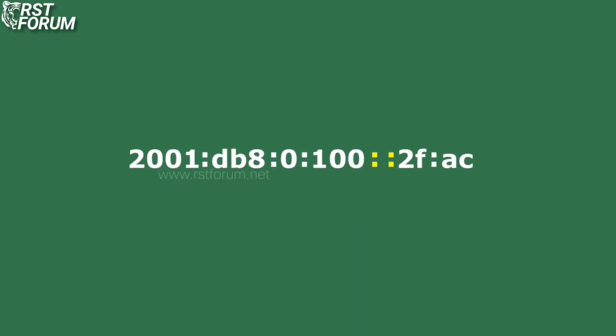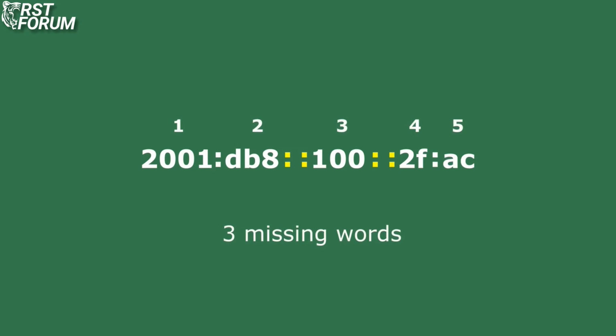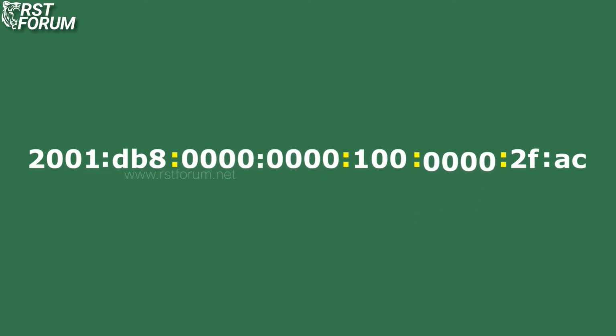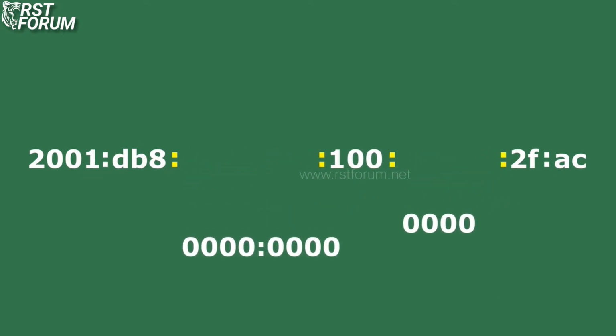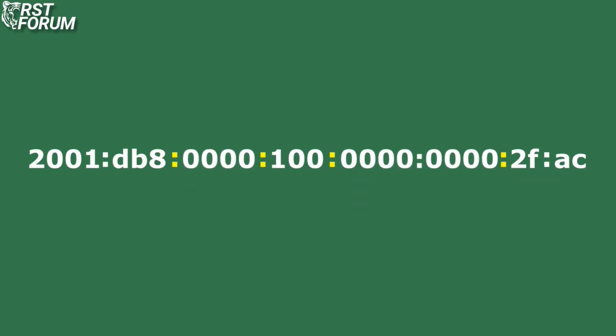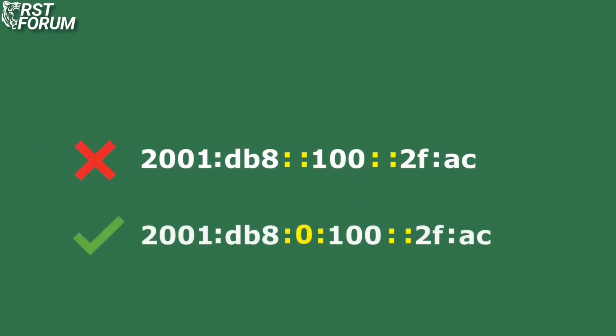For example, if we replace another word of zeros with a double colon, the computer will get confused, as it now sees 3 missing words, and it would not know if the address were missing 2 words of zeros from here and 1 word of zeros from there, or 1 word of zeros from here, and 2 words of zeros from there. Therefore the double colon can be used only once.